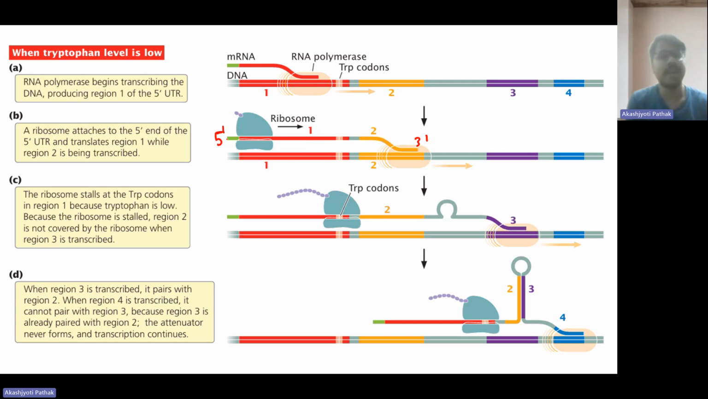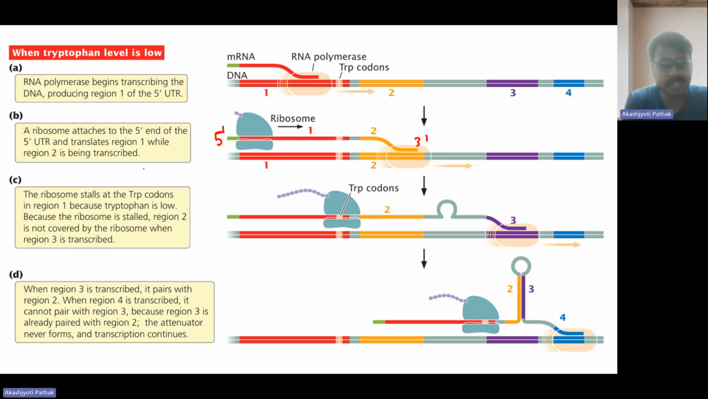At this 5' untranslated region, the ribosome attaches and translates region 1 while region 2 is being transcribed. My region 1 has already been transcribed, and it is being translated by the ribosome into protein. The ribosome stalls at the TRP codon. There are TRP codons in this region 1, so it will stall at the TRP codon. Why? Because my media has low tryptophan.